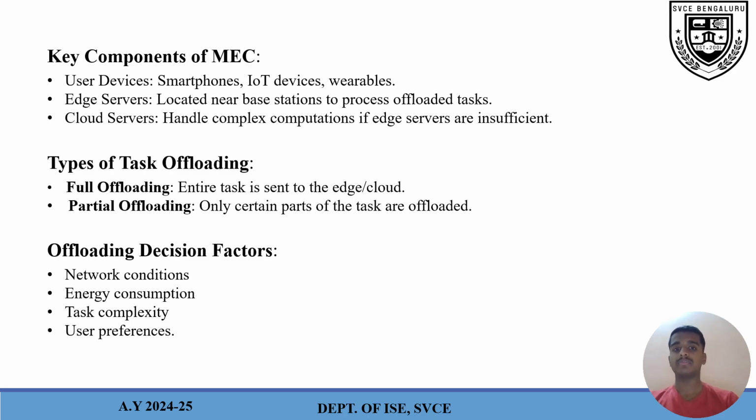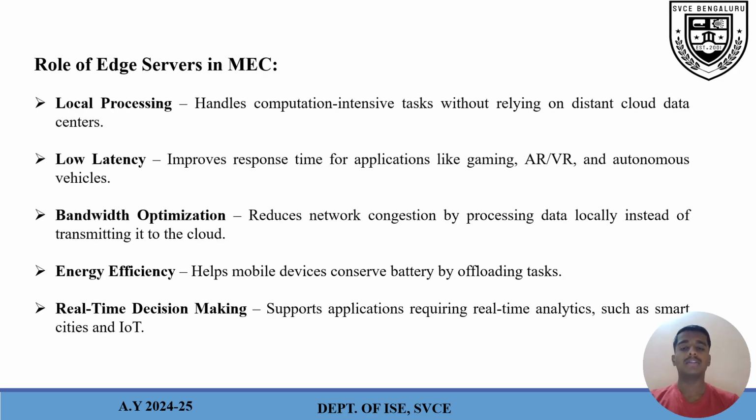There are two types of task offloading, which are full offloading and partial offloading. Full offloading is where the entire task is sent to the edge or the cloud for processing, whereas partial offloading includes only certain parts of the task. Some of the decision factors which decide the tasks to be offloaded include network conditions, energy consumption, task complexity, and the user preferences. The role of edge servers in MEC.